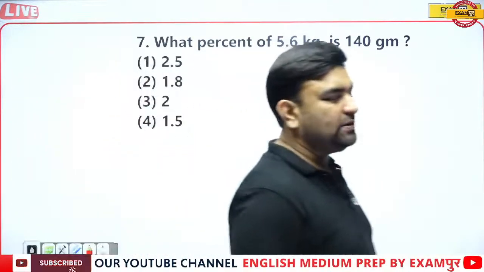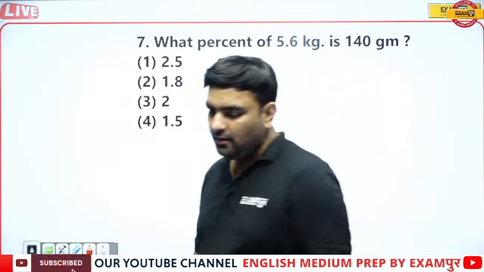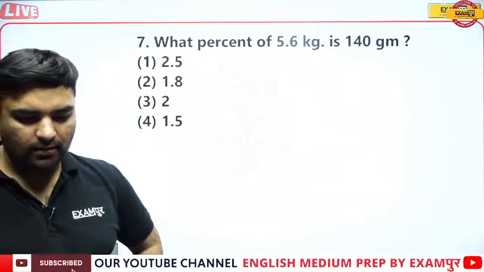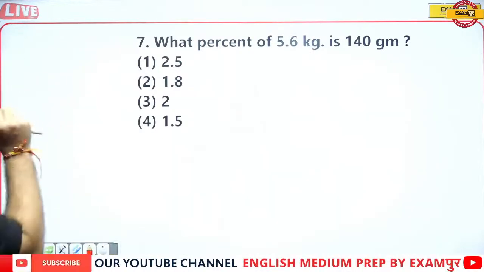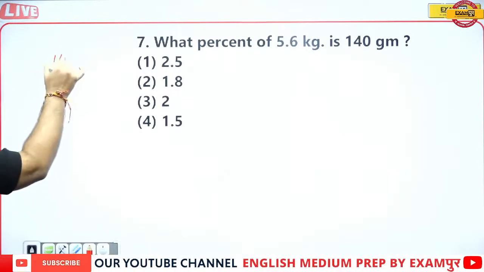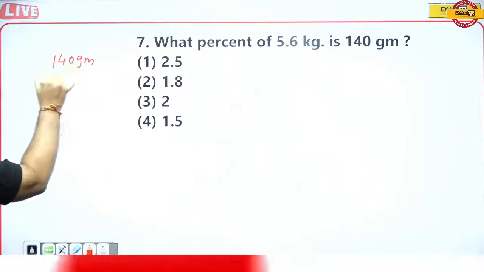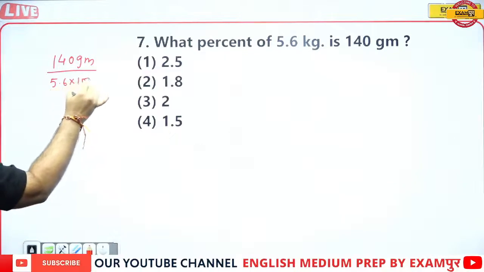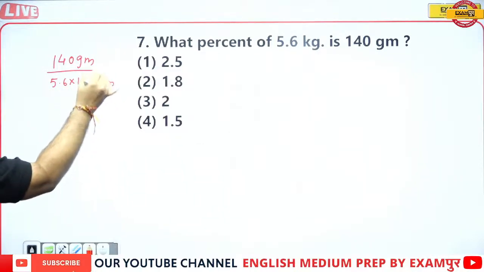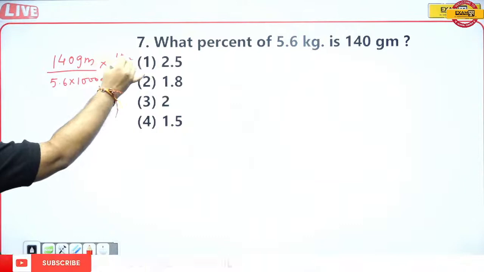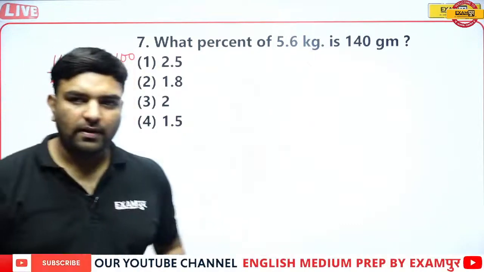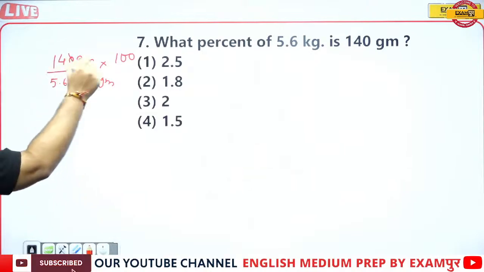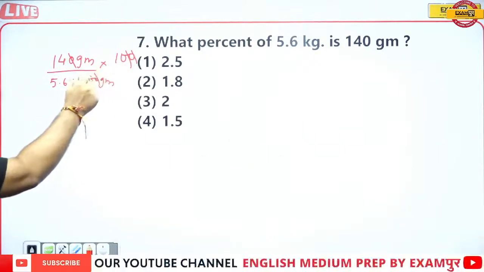140 gram is what percentage of 5.6 kg? This we will do fast. 140 gram, 5.6 kg is 5.6 into 1000 gram, into 100. You want to convert into percentage, so multiply by 100. 1, 2, 3, everything gone.